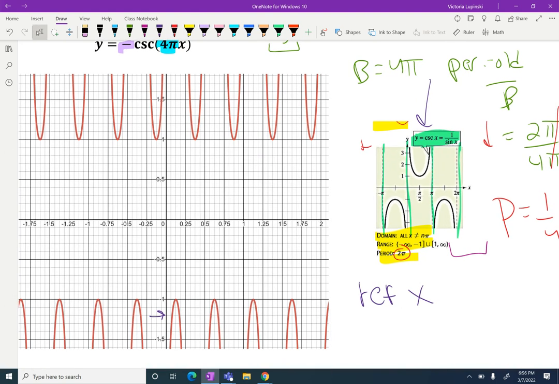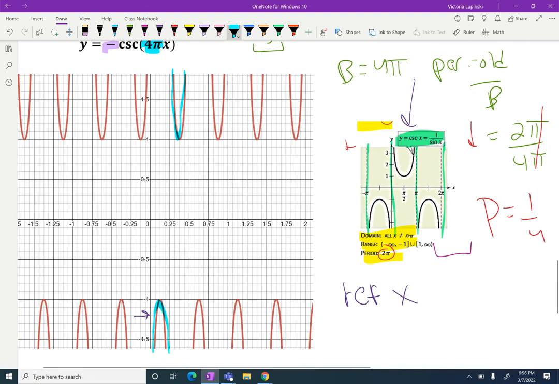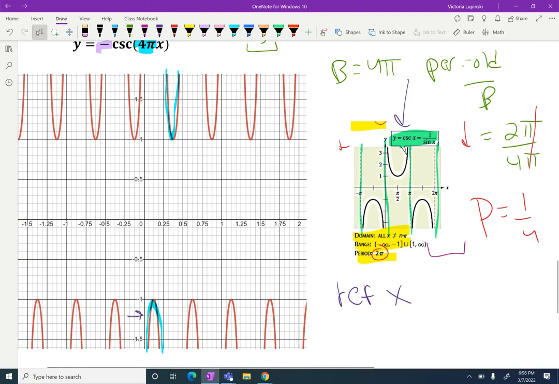And again, what that means, that the period is 1/4, is that one full cycle of the graph, which means one full up-down motion or down-up motion, should exist between 0 and 1/4. Actually, I think I said it right, but wrote it wrong. So that simplifies to be 1/2.